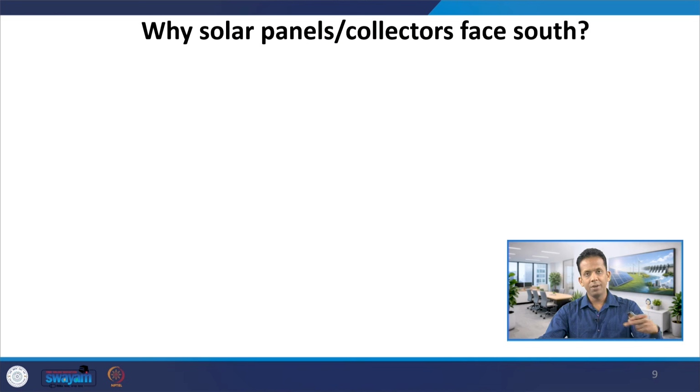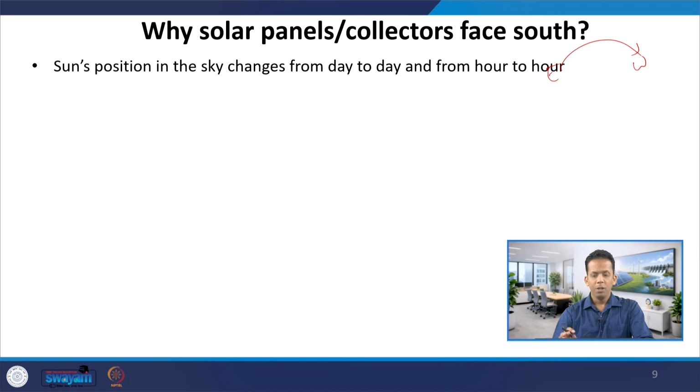So, we will look at how those formulas add up, but one question: we have been saying that in the northern hemisphere all the solar panels and collectors face south, but why do they face south? In the previous lecture we studied that irrespective of the hemisphere, whether it is north or south, the sun rises in the east and sets in the west, right? But the position of the sun in the sky changes every hour and every day.